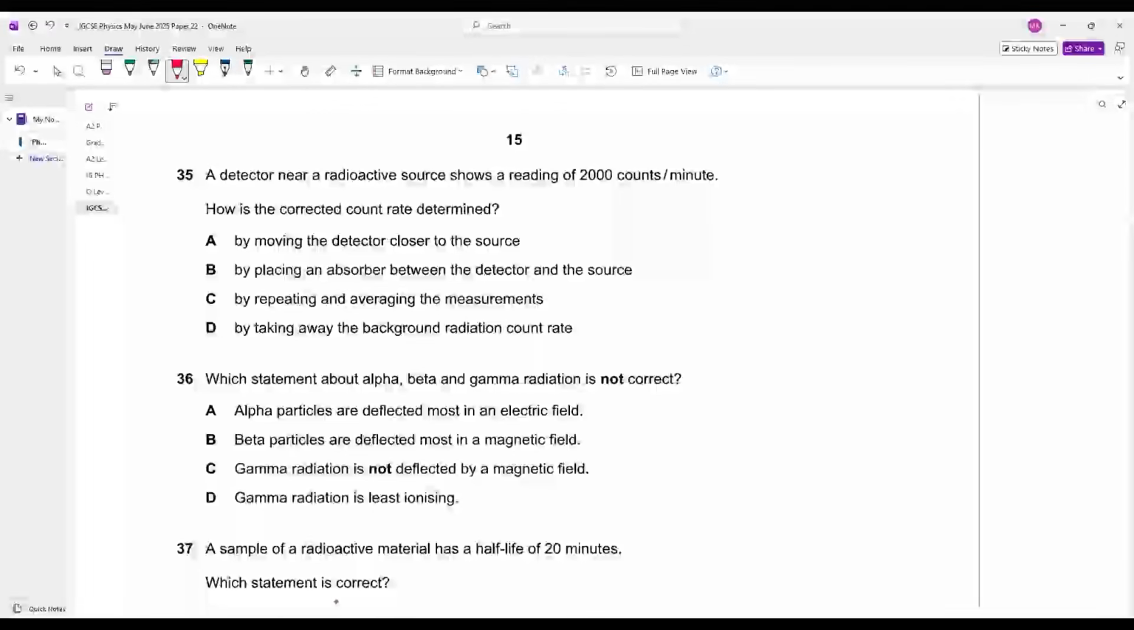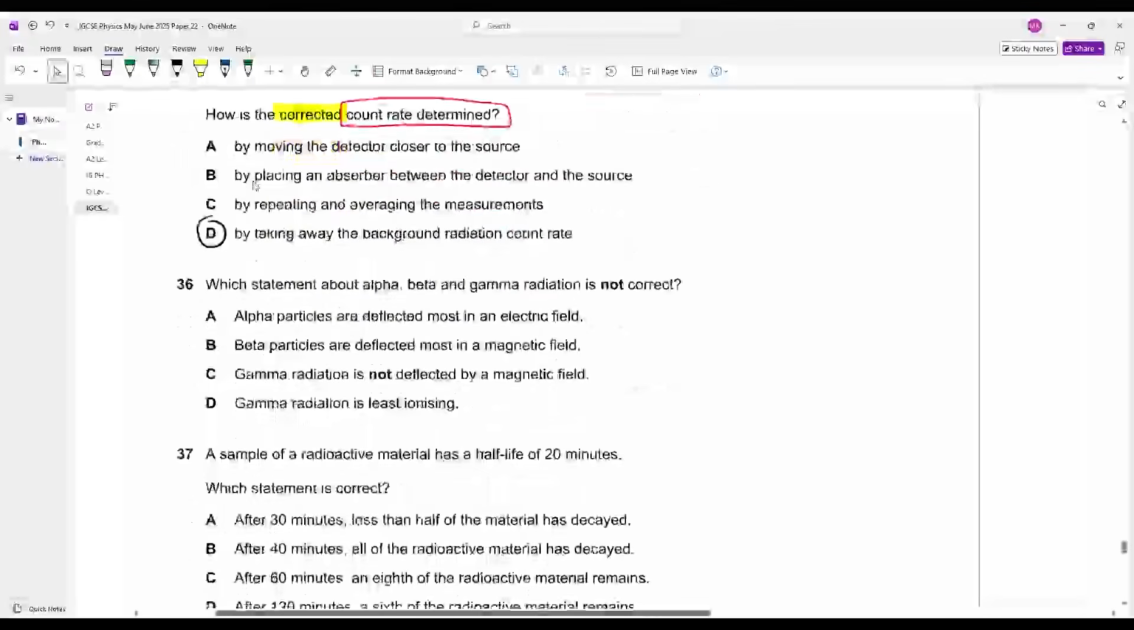A detector near a radioactive source shows a reading of 2000 counts per minute. How is the corrected count rate determined? Always remember, whenever you have to determine the corrected count rate of a radioactive source, you subtract the background radiation. Any option like that? By taking away the background radiation, D is your answer.